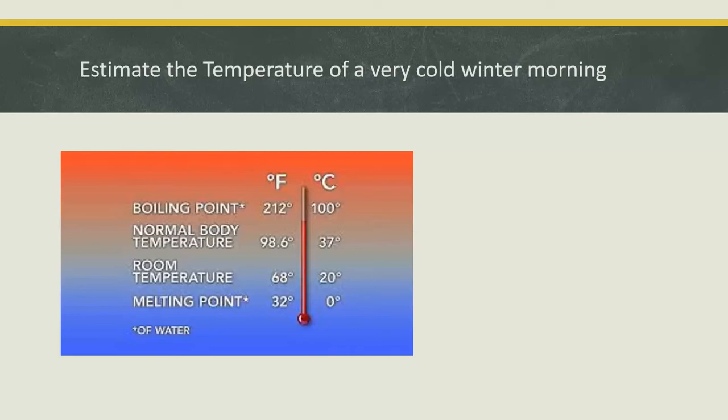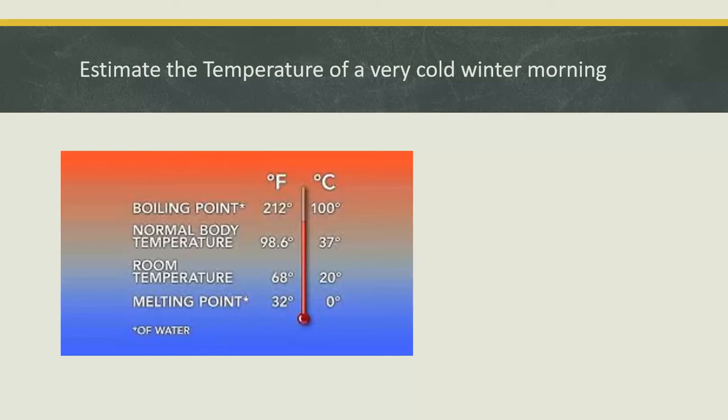Now let's look at the temperature of a very cold winter morning, again here in Minnesota. In the winter, the ice is frozen, so we know it's going to be below 32 degrees. In Minnesota, in the winter, it isn't uncommon for us to go below 0. We might have different ideas about what very cold means, but for most people, they would probably say that very cold is below 0.